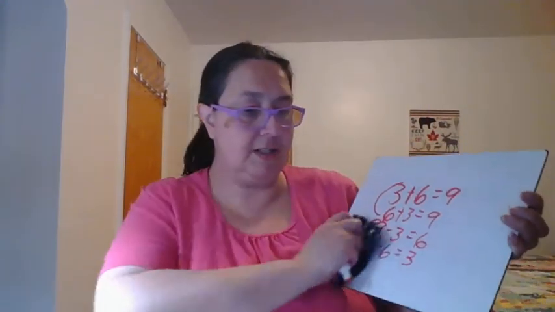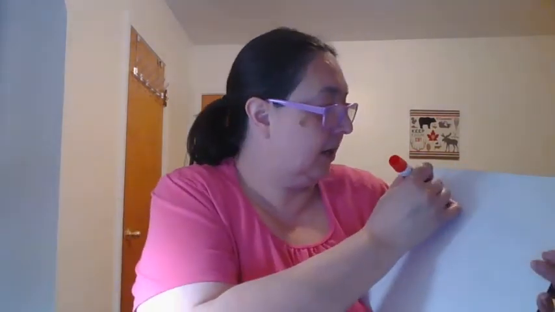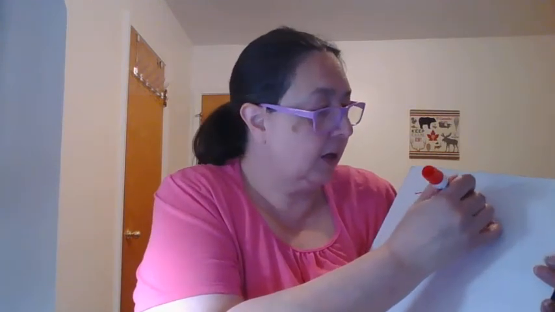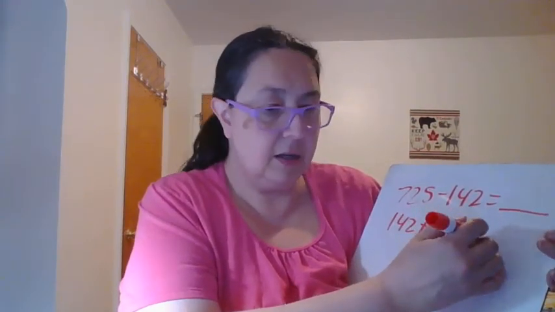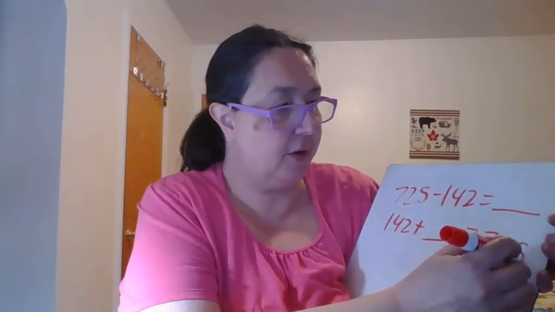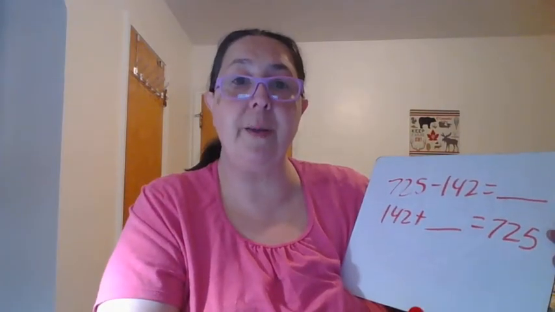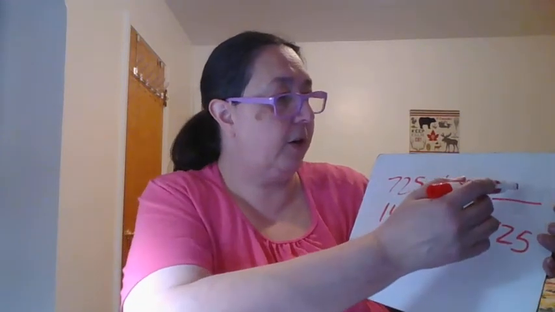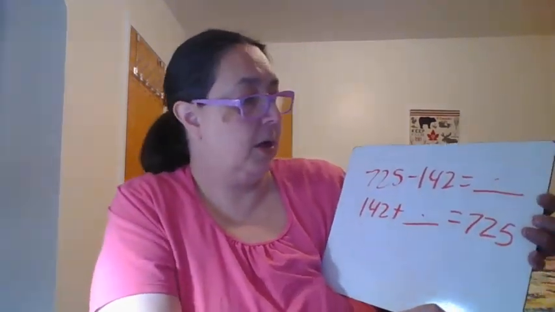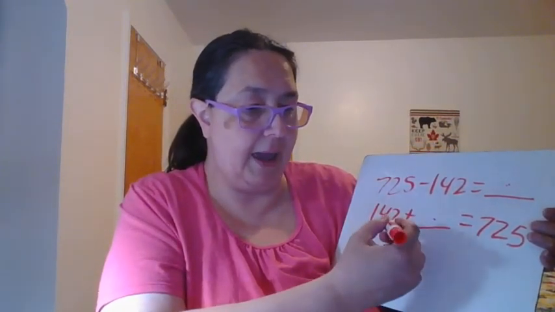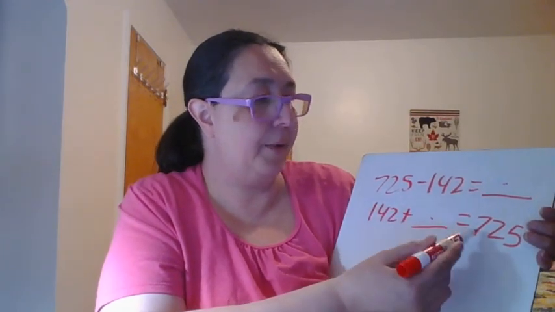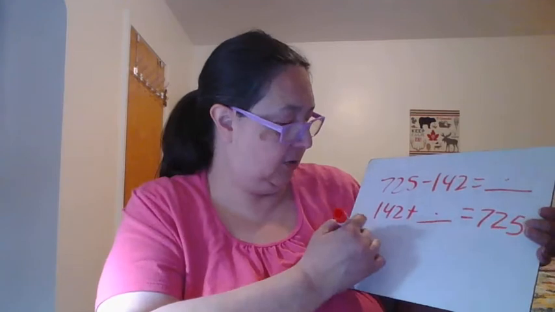So in our book, in the example, it's showing us that 725 minus 142 is the same as 142 plus something is equal to 725. They're showing the fact family of this problem. So whatever you figure out here would go here in the math problem. So they're showing the open number line because what it's showing is that you can add, if I start counting up to 725, I can use that number line.